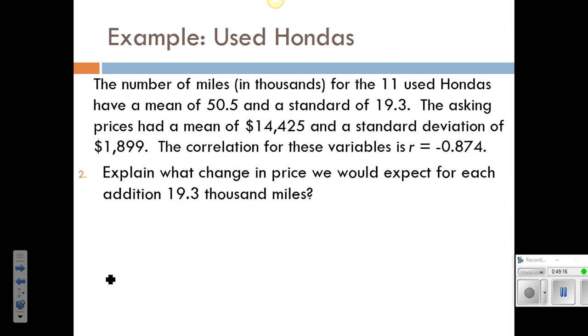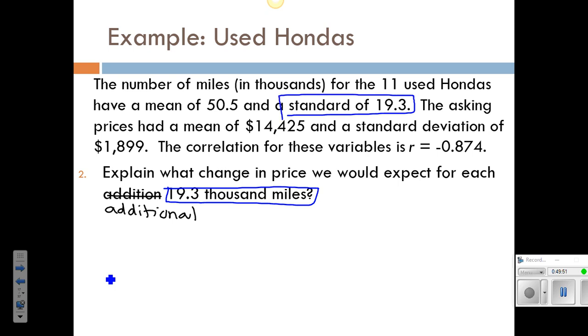All right. So right here, can you explain what change in price we would expect for each additional 19.3 thousand miles? Sorry for the error there. What does it sound like I'm talking about? Which value? Well, this additional 19.3 thousand miles sounds like what? Oh, I didn't even notice I forgot standard deviation.